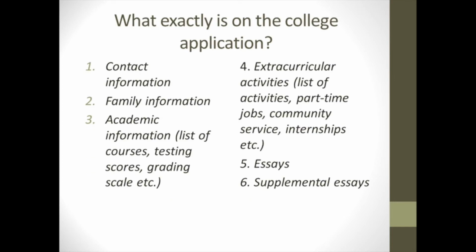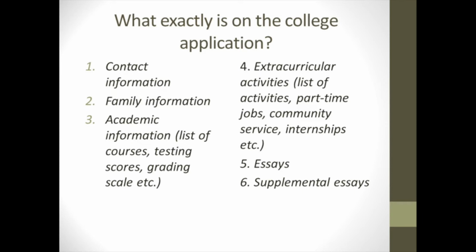So what exactly is on the college application? There's things like your contact information, email, phone numbers, address, your name, birth date, all those kinds of things. Number 2 is family information. They'll ask things like your mom and dad's name, who you live with, address, emails, etc.